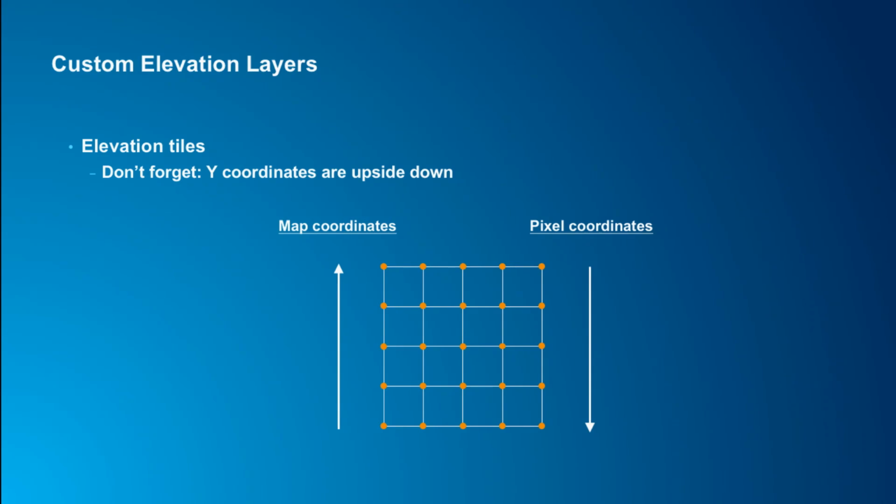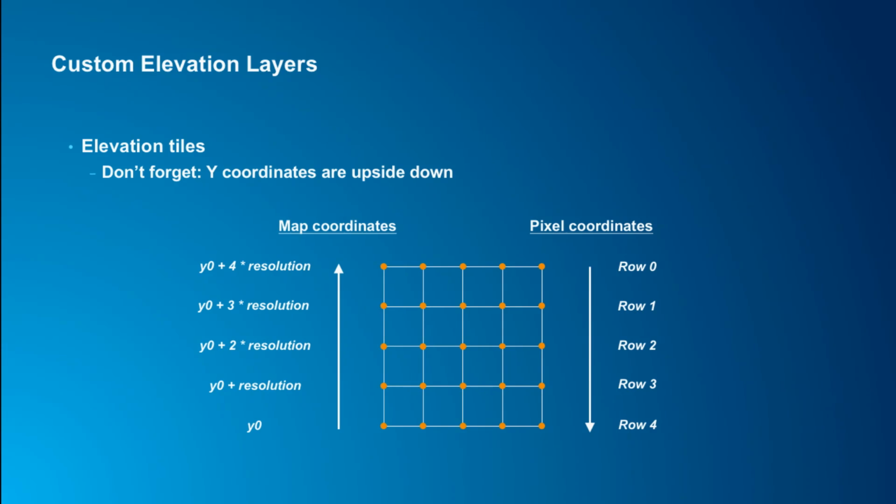This is actually the same for 2D and 3D. Just one more note. The y coordinates are kind of upside down. So the map coordinates typically, or I think in our case always, grow from south to north. So south is the smallest value, north is the largest one. Whereas the pixel coordinates always go top down. So the top row is the first row and then it goes down. So when you go from map coordinates to pixel coordinates and back, you always have to swap the y coordinate around.